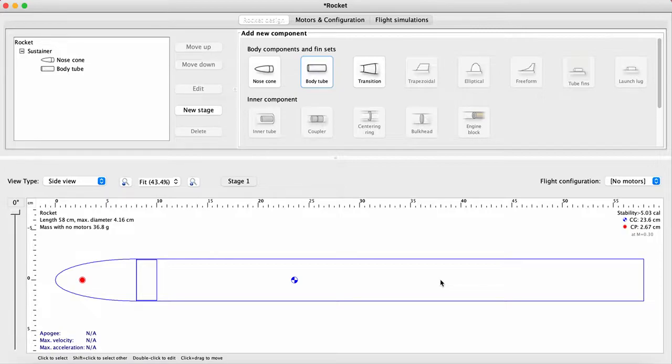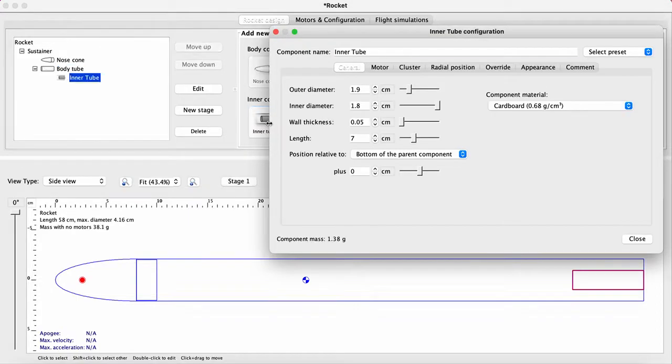Well, next we have to make sure that we can put an engine in here, right? There's going to be these high-powered combustion engines that thrust these rockets up into the sky. So we need to make an engine mount. To make an engine mount, you need to add an inner tube. Okay, which we just did. You see, it shows up over here.